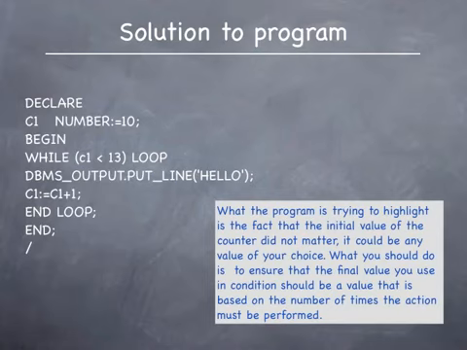Now what this program is trying to do is to bring to your attention the fact that the initial value of the counter did not have to be a specific value. It could have been any value of your choice, but what you should have done is to ensure that the final value that you write in the while condition is based on the number of times the loop must execute.